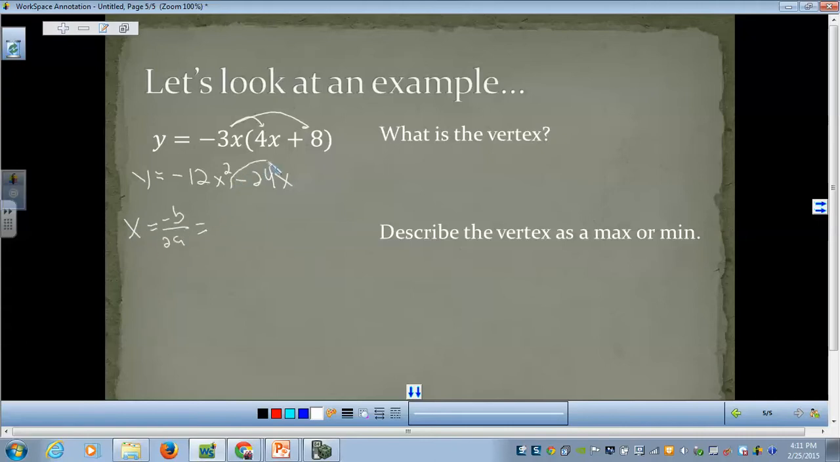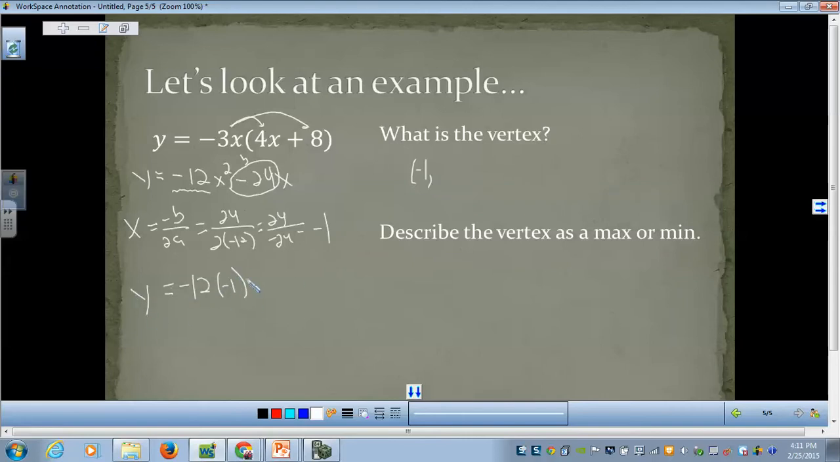The coefficient of x is our b term. It's negative, so the opposite of that is going to be +24. And then 2 times a is 2 times the coefficient of our x squared term, so -24. So 24 divided by -24 is -1, so that's half of our vertex. Now we just have to go back and plug that in.